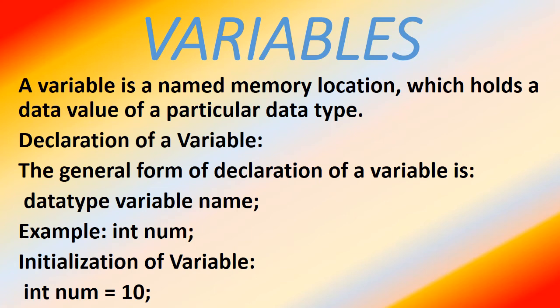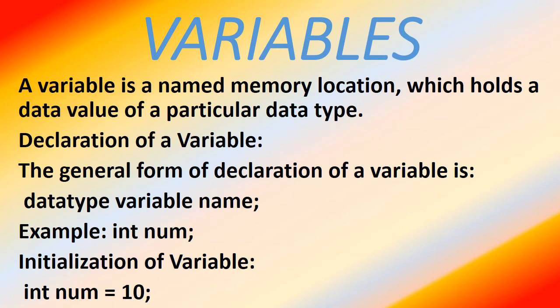Now, how can we declare a variable? The general form of declaration of a variable is: first of all, we write its data type, which can be integer, float, double, char, boolean, whatever, and then the variable name. For example, int num. Int is the data type, which type of variable we will declare, and then the variable name is num. It means I declared a variable num of data type int.